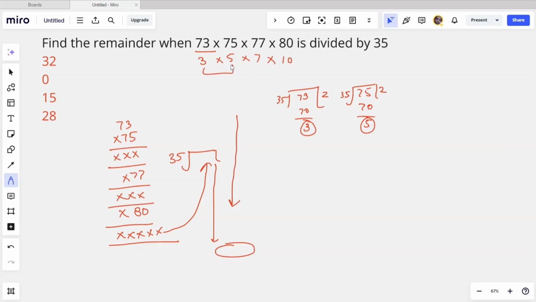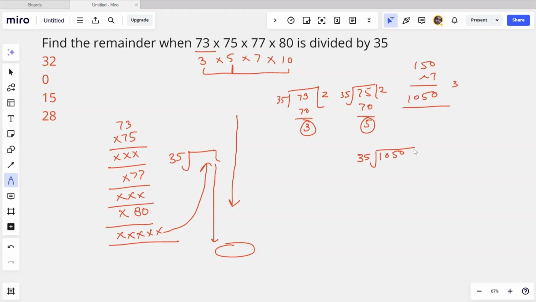5 3s are 15, and 15 10s are 150, and 150 into 7 0, and 5 3, and it will become 1050. Now we will divide this number.